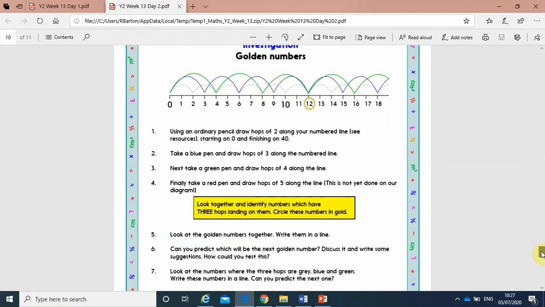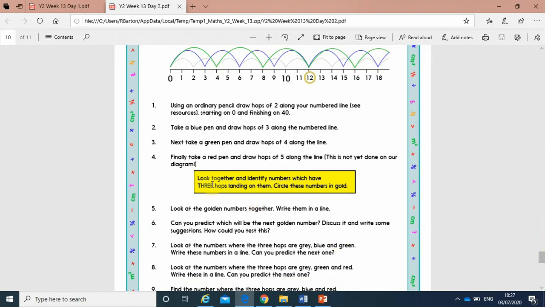Investigation, golden numbers. Okay, so they've got a number line on here. Using a pencil, draw along hops of 2 along your number line. And with the resources above, starting at 0 and finishing on 40. Take a blue pen and draw hops of 3, hops of 4, hops of 5. And they're saying use different colour pens. Look at the golden numbers. So look together and identify numbers which have 3 hops landing on them. So here they've done an example of 12. Circle these numbers in gold.